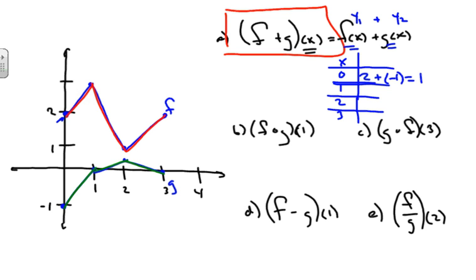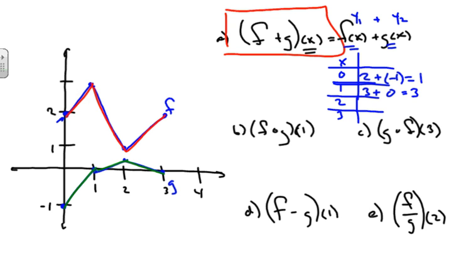We do the same thing for 1. We take a look at 1, and we ask, what's the value at 1? For f, it's going to be 3, and over here at g, it's going to equal 0. We add those together, and we have 3. So now we have an ordered pair of 1, 3. We then do 2.